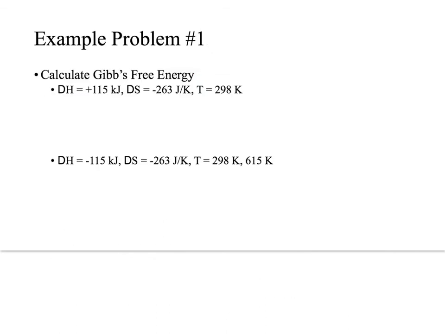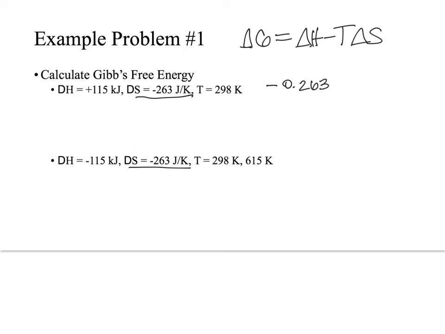On this slide, we're going to do some calculations. Delta G is equal to delta H minus T delta S. One of the things that you need to note here is that the entropy term is in joules per Kelvin. So we want to change that to negative 0.263 kilojoules per Kelvin. We just move the decimal 3 places to the left, 1, 2, 3, or divide it by 1,000. And so we're going to use this term when we plug into our formulas.